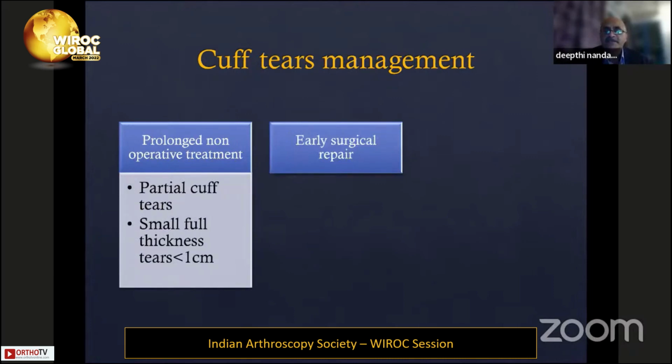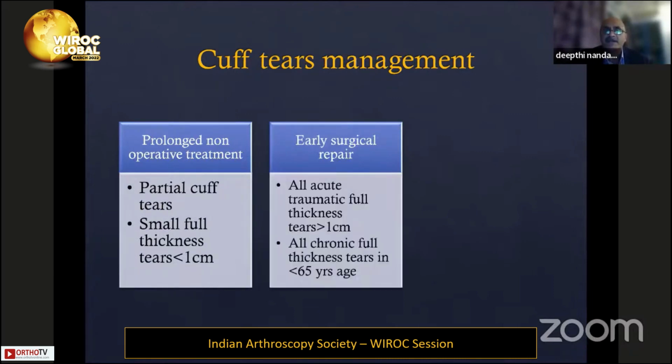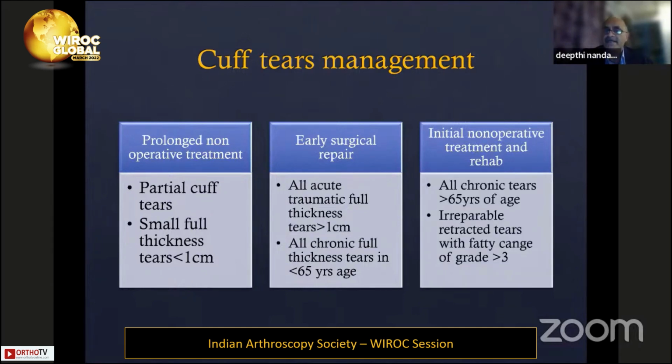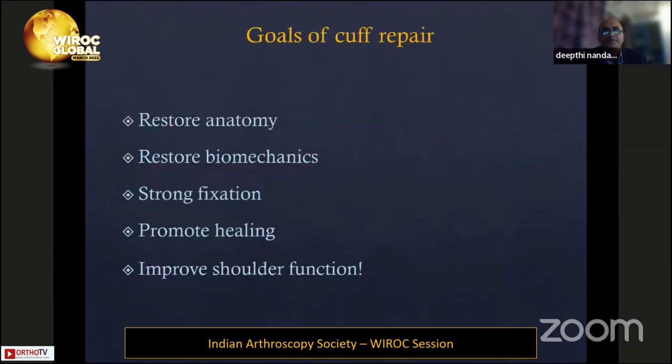But consider an early repair in patients who have acute tears greater than 1 centimeter and all chronic, full thickness tears with age less than 65, which for me is arbitrary. Initial non-operative treatment and rehab should be tried for all elderly folk and any irreparable retracted tears with fatty change more than 3. I think a non-operative treatment can be tried as a rehab to improve their function.